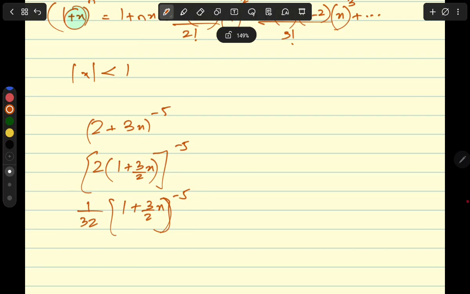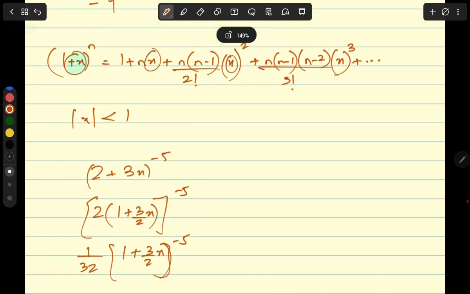And now your x right here, right here, right here, this now becomes 3 upon 2x. So you apply the formula accordingly, right? So in such a case, you have to factorize first, and then you create 1 plus something, right? Only then expand. Never ever expand first.